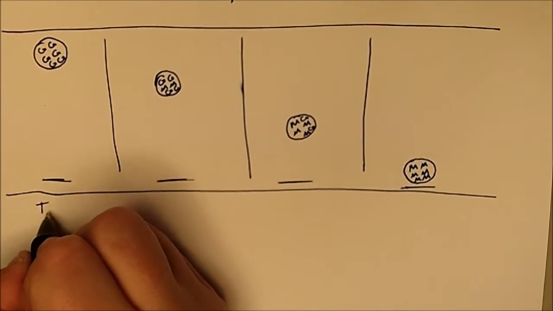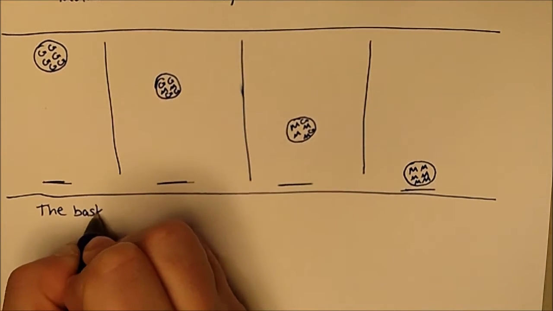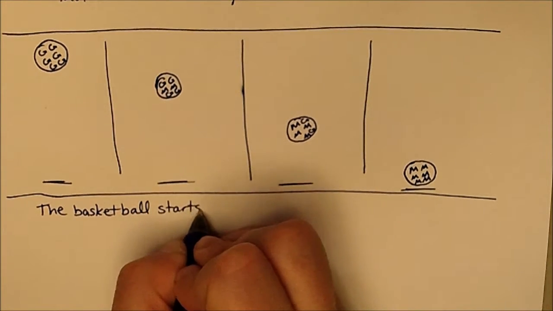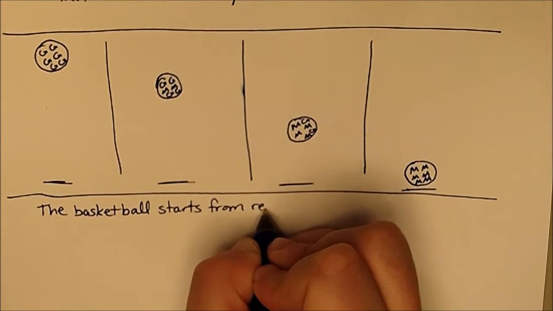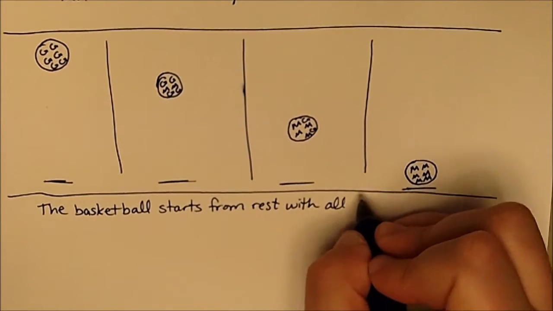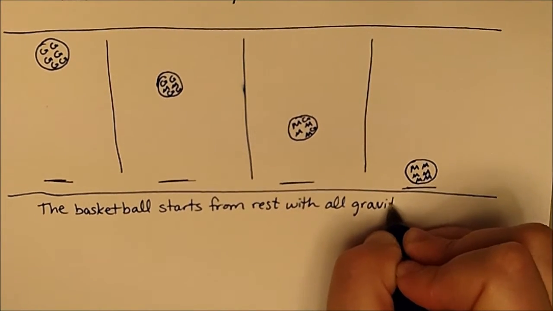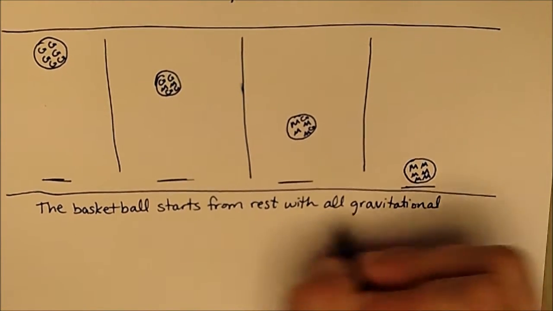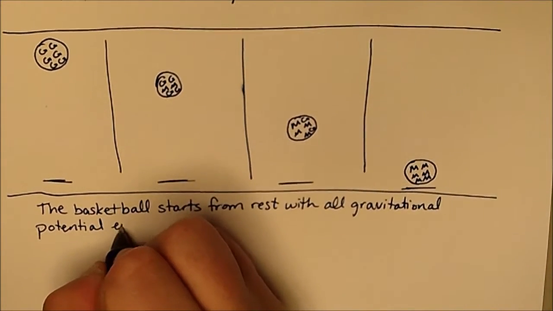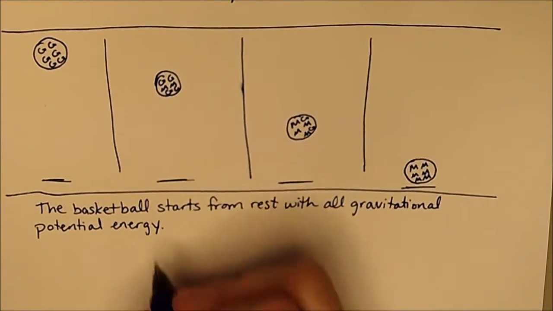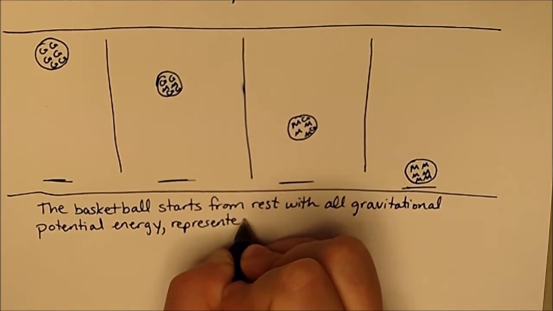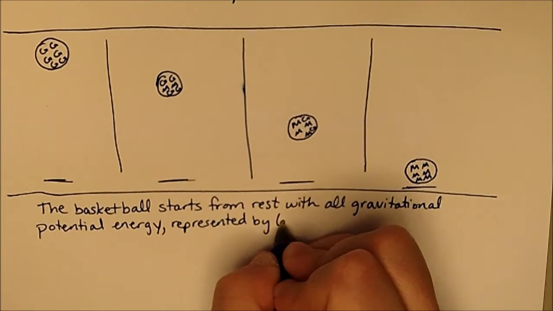So we have that the basketball starts from rest with all gravitational potential energy, represented by 6 G's.